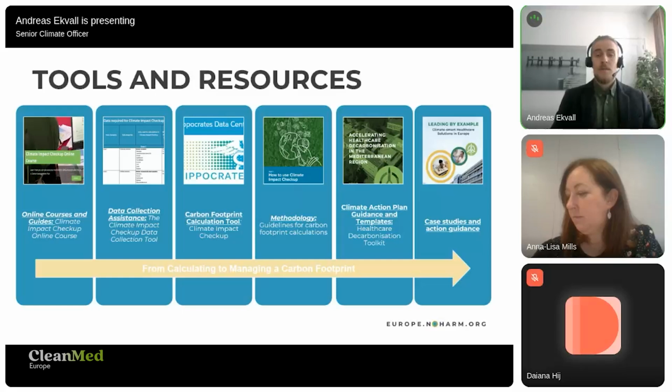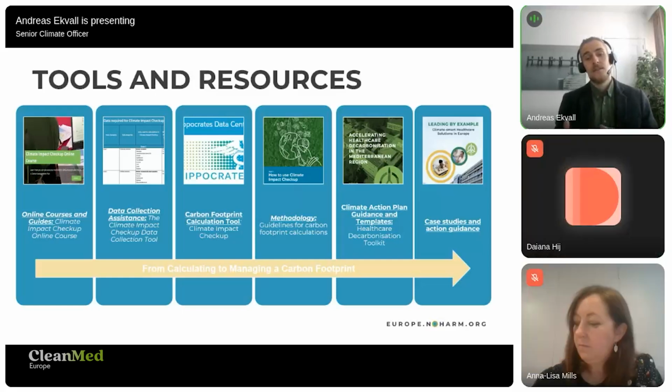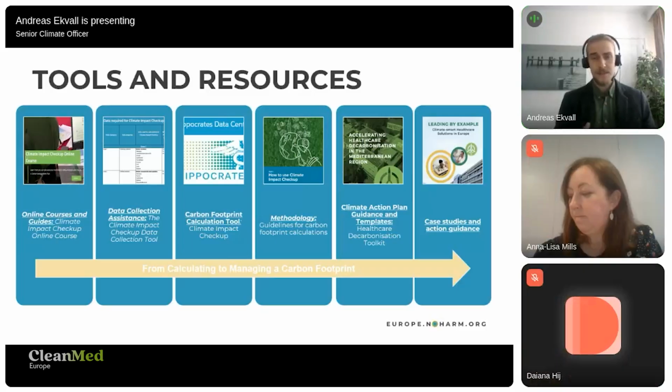Once you have created a carbon footprint, the Healthcare Decarbonisation Toolkit can serve as a guide on how to manage that carbon footprint, and Leading by Example, along with our over 350 case studies, will be helpful when you're looking for what action to take to reduce your carbon footprint.